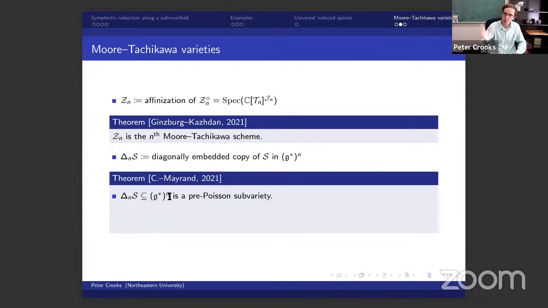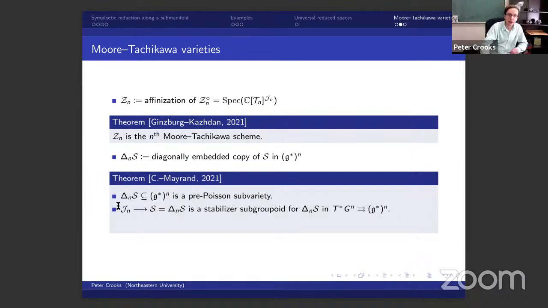Well, if you remember from the previous slide, over S, I had this abelian group scheme J sub n. And if I identify S with this diagonally embedded copy, I can think of J sub n as an abelian group scheme over this delta n S. And then that group scheme turns out to be a stabilizer subgroupoid for this pre-Poisson subvariety, inside the cotangent bundle of G to the n. Okay, so now I can look at the universal reduced space for this pre-Poisson subvariety and for this stabilizer subgroupoid and for the group G to the power of n, and see what kind of space I get.